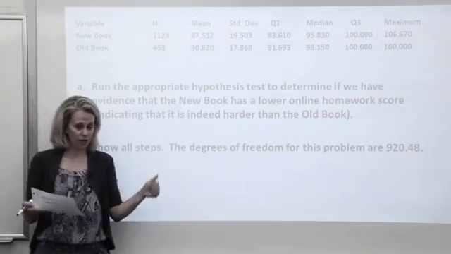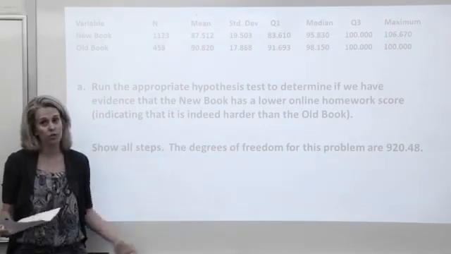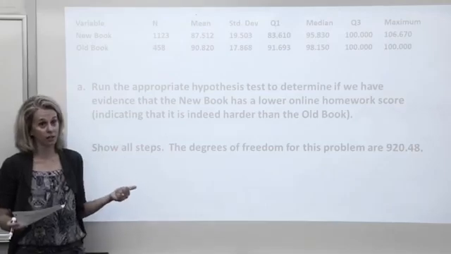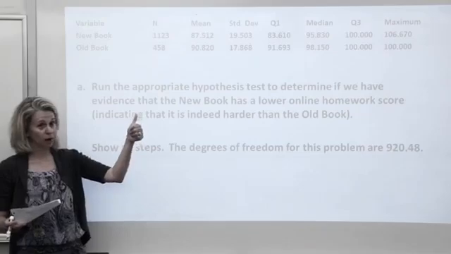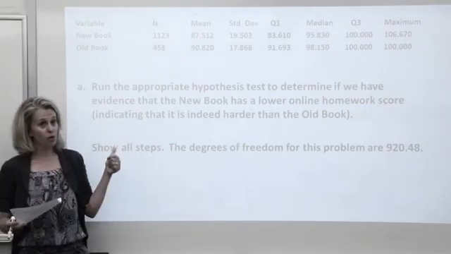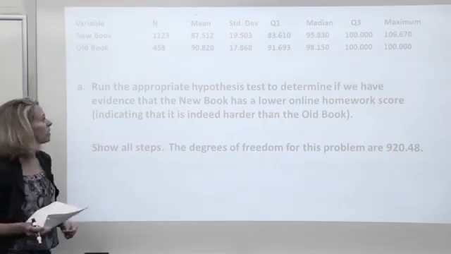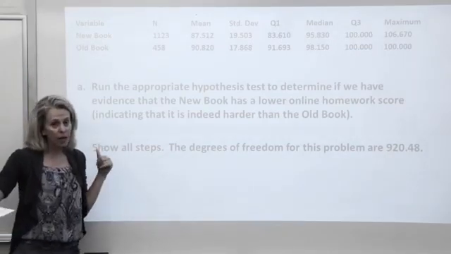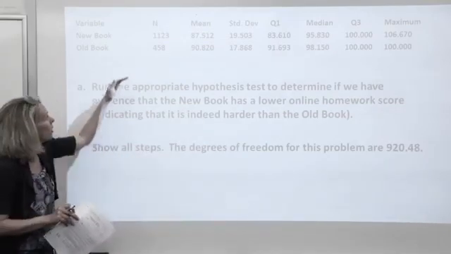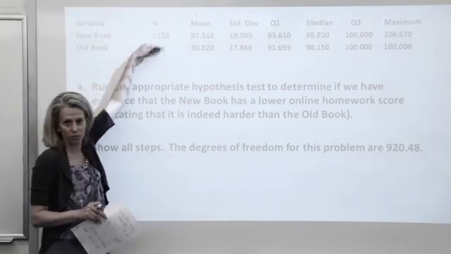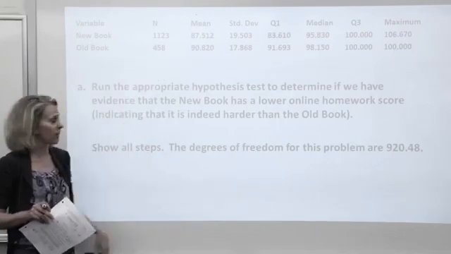Ask yourself, is this a mean problem or a proportion problem? We've got homework scores, right? That variable is quantitative. When you're dealing with quantitative variables, it's a mean problem, so it's a mean problem. Ask yourself if you have 1 or 2 samples. Clearly we have 2 samples worth of data. And are those 2 samples independent or dependent? Are they paired or do they have nothing to do with one another? These are from 2 completely different semesters, right? The students aren't grouped in any way. So we have 2 independent samples.